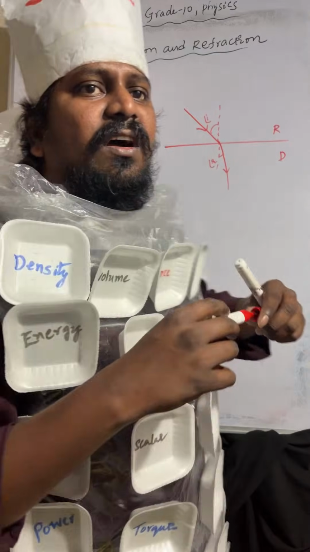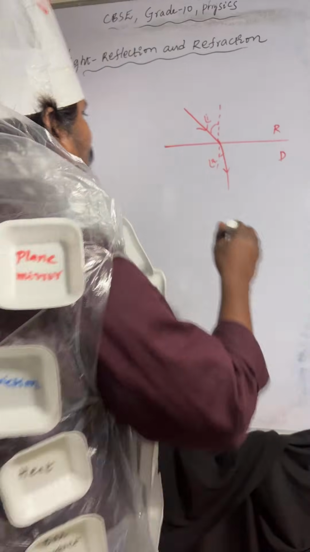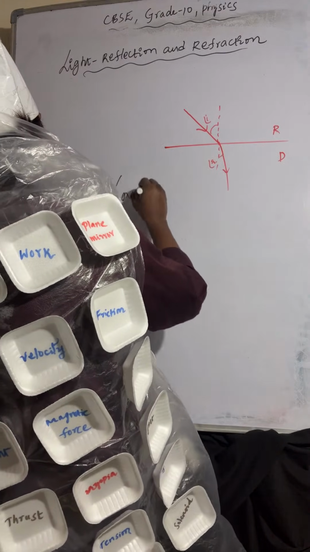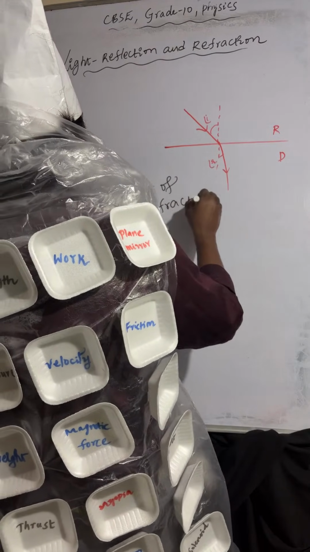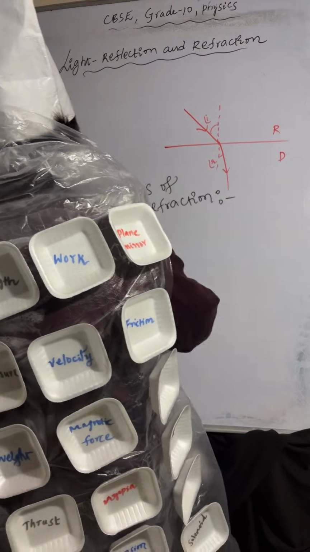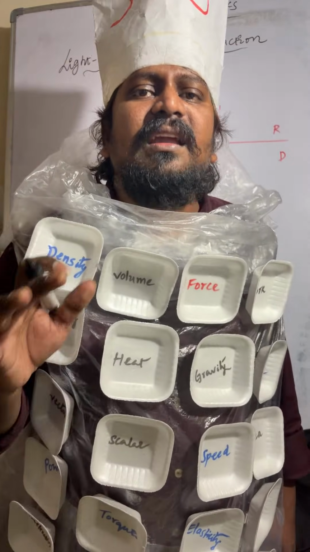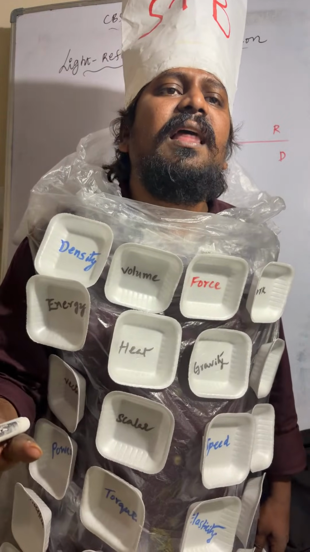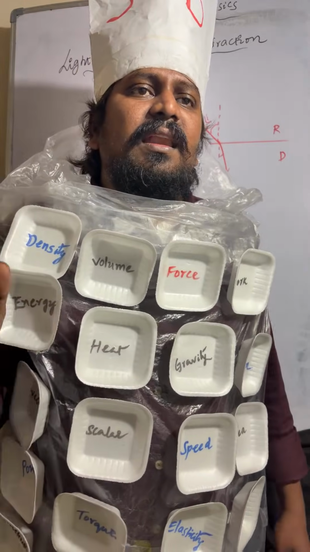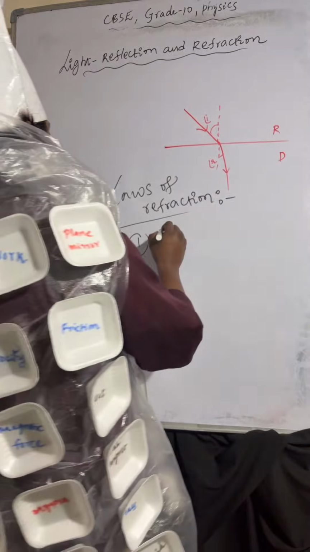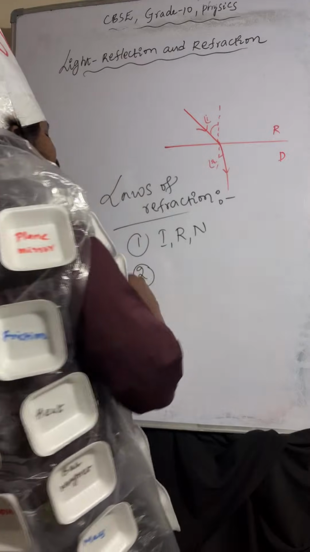So, coming to the laws of refraction. The first law: the incident ray, the refracted ray, and the normal line lie on the same plane.